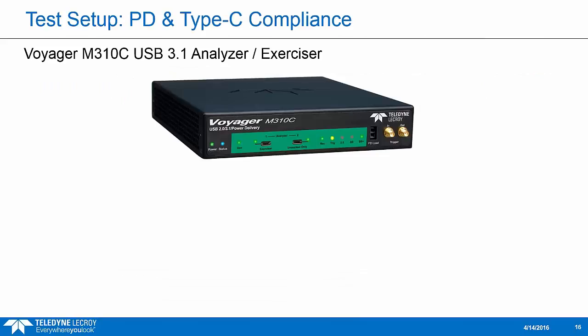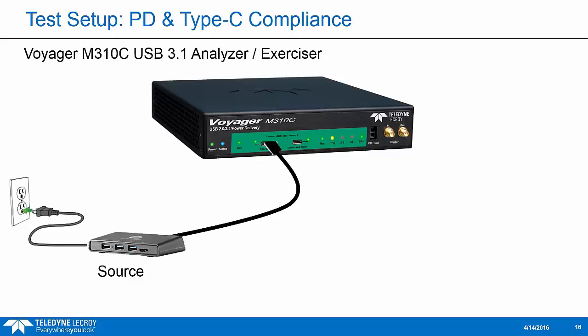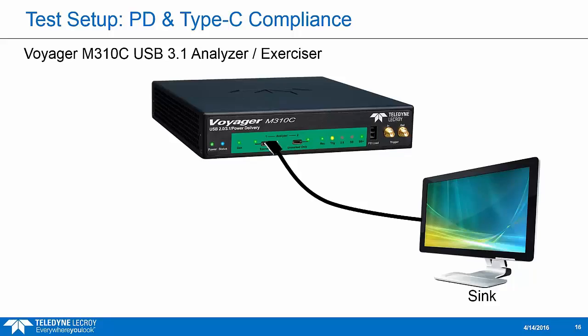Okay, so the PD and Type-C tests are only supported on our Voyager M310C, which has the native Type-C ports. You would just connect directly to the DUT over a short 5-amp cable. Setup is basically the same for source or sink. No special tricks, no special boards, although we do provide a custom cable for some of the Type-C tests. So we need VCONN to go end-to-end so we can check the voltage levels, the 5 volts, in some of these Type-C tests. But we'll cover that a little later.